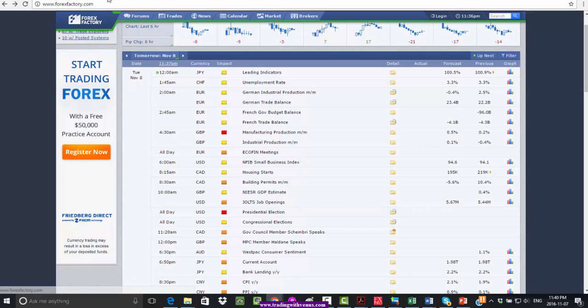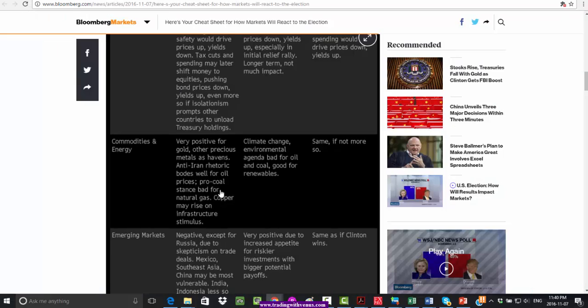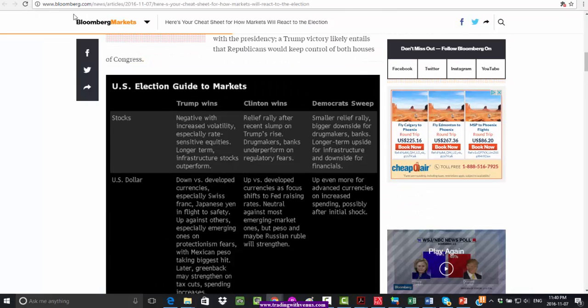And in terms of how we can expect the markets to react, looking at this cheat sheet from Bloomberg, we see that if Trump wins, we may see the US dollar go down versus the developed currencies. So we're looking at Swiss franc, Japanese yen, which tend to be more of the safe haven currencies. We can see the US dollar go down even against the euro and the pound. And if Clinton wins, we are expecting to see the US dollar go up, so it will be positive for the US dollar. And the focus will then go back to talking about interest rates. Will the Fed raise interest rates?